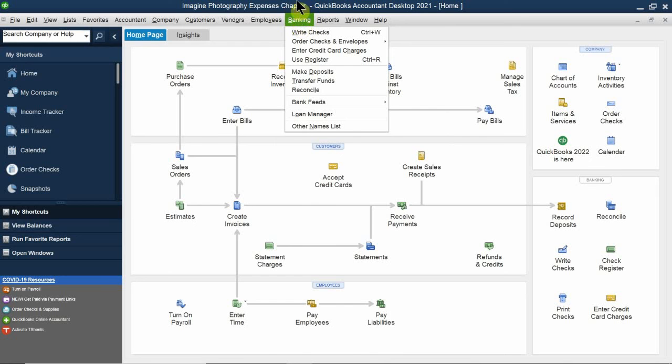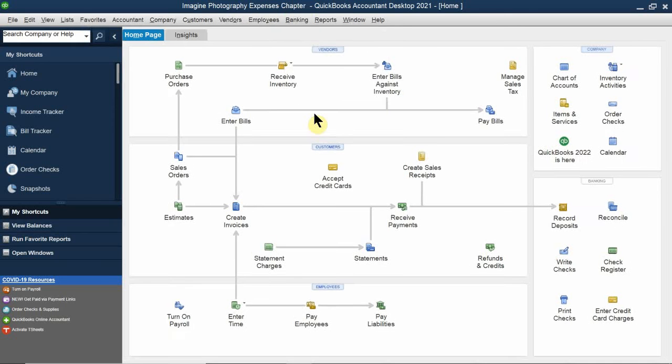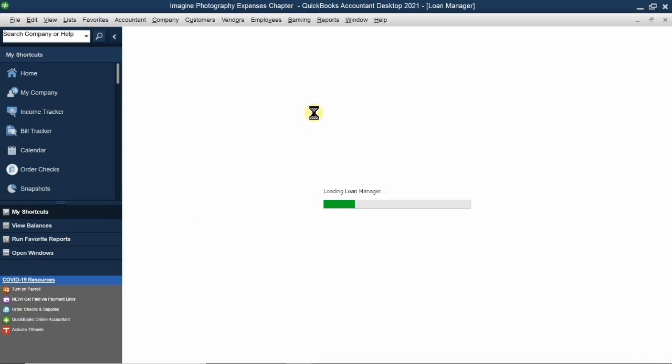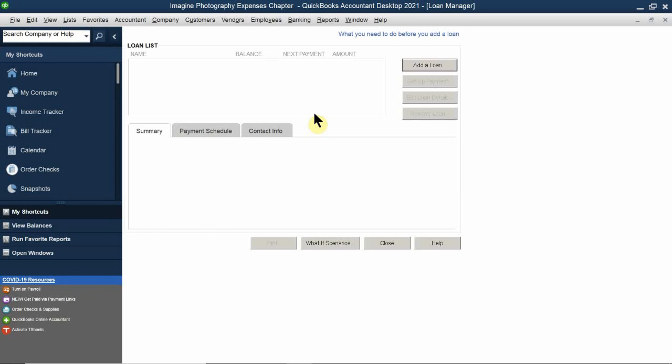So in this case, Loan Manager is only going to be available in the banking menu, and here it is, Loan Manager. Okay? You click on it, you're going to get this window. Now it's saying, well, you don't have any loans right now. So now you need to set it up.